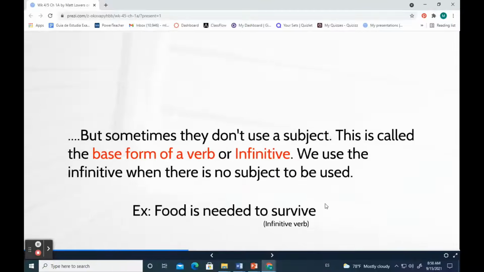So maybe we should write this down, okay? When we don't use a subject with a verb, that is called the infinitive form or the base form of a verb, okay? We do use these sometimes in sentences. Let's take a look at this example. Food is needed to survive. This is an example of an infinitive verb. I'm not saying I survive or we survive. I'm just simply wanting to use the base form of it, to survive. Okay?